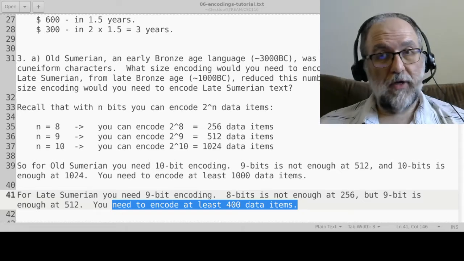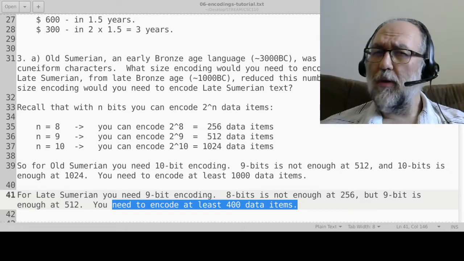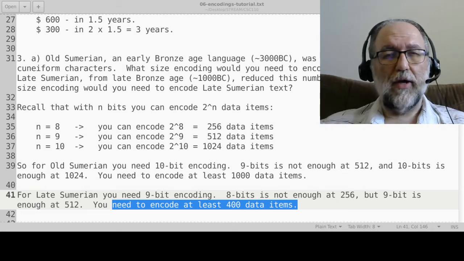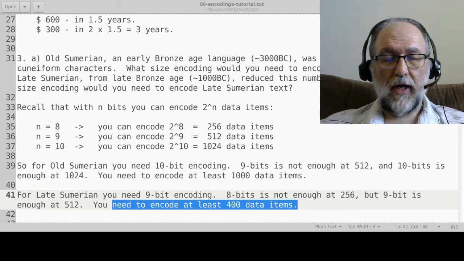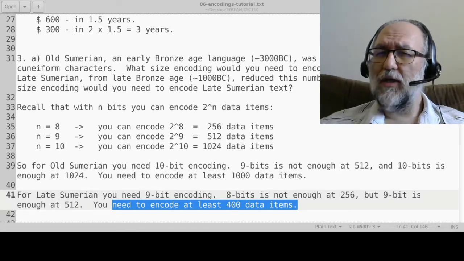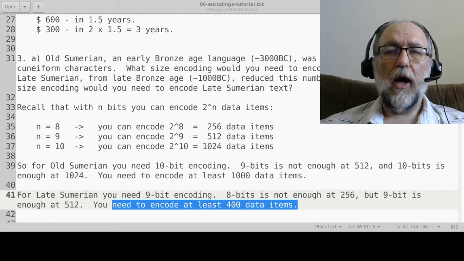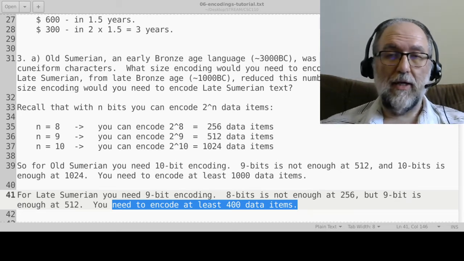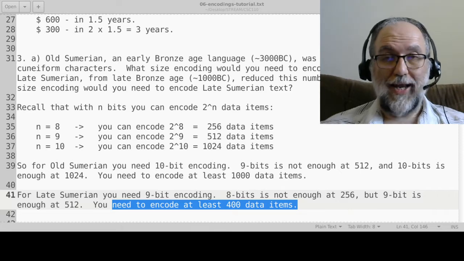So there you go. That's an example of what you would need if you were to make this encoding from scratch and wanted to encode only Sumerian. Just as an aside, even though Sumerian is an ancient and extinct language, it is in Unicode, so you don't have to re-encode it. But if you wanted to encode just Sumerian, you would do Old Sumerian with 10 bits, and late Sumerian with 9.